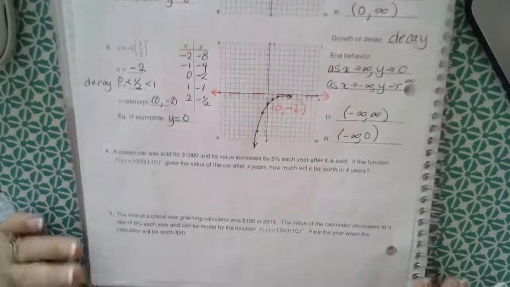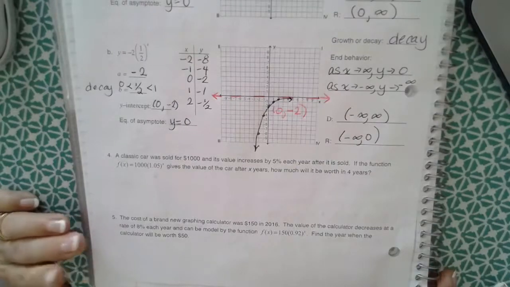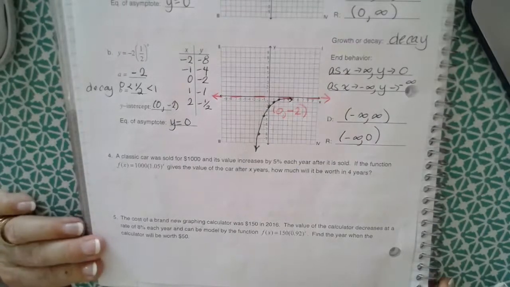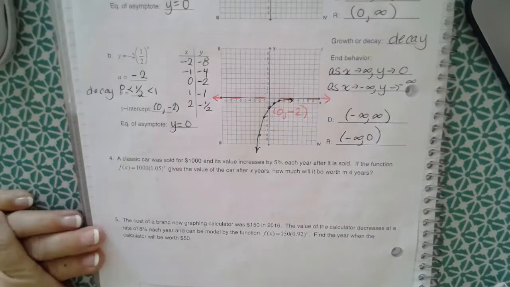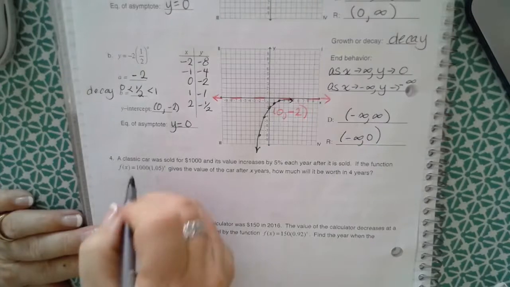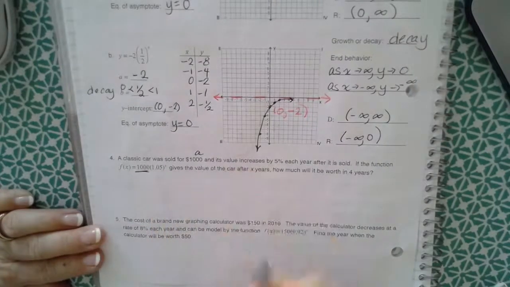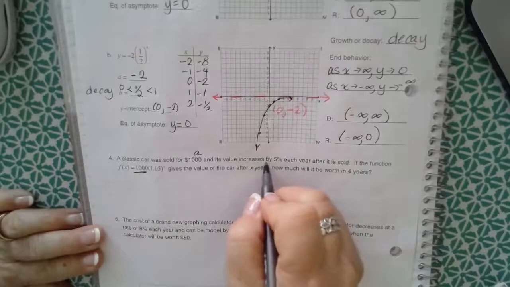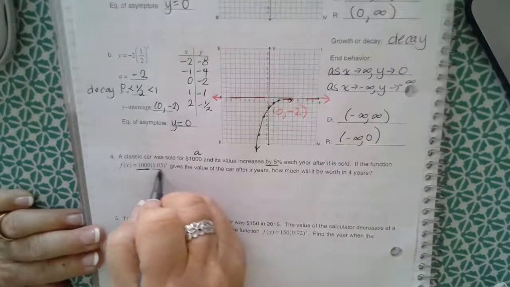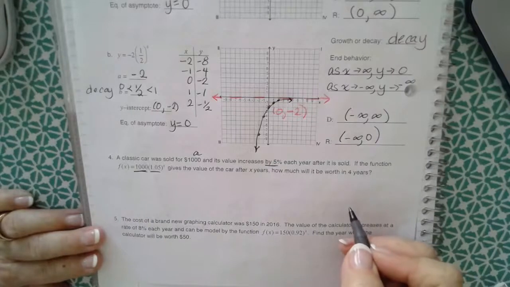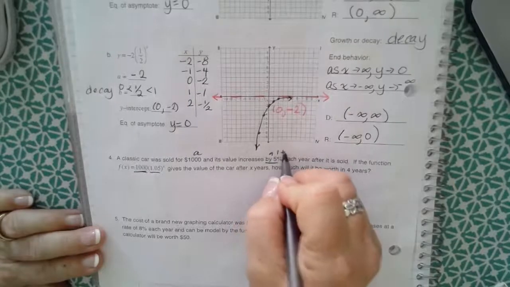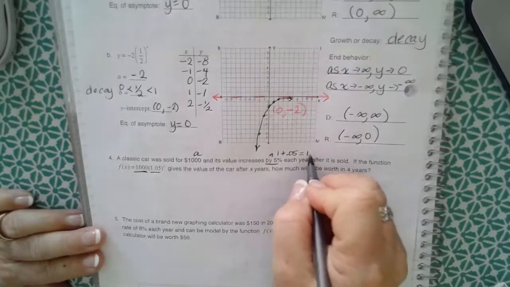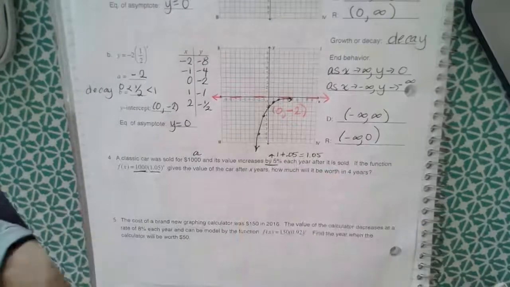Now, what is this used for? This is actually used when dealing with money, when you're dealing with the cost of all sorts of different things. So we're going to start off with this first problem. A classic car was sold for $1,000 and its value increases by 5% each year after it is sold. If the function, so notice, there is our a value, and it increases by 5%, which means it's 1.05, because if all we did was put 0.05, we're not keeping the original. So this means it's 1 plus 5%, which means 1.05. That's what it means.